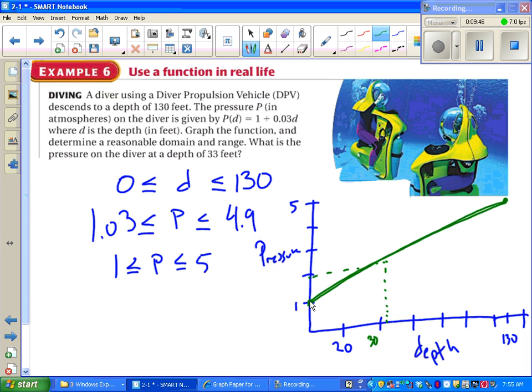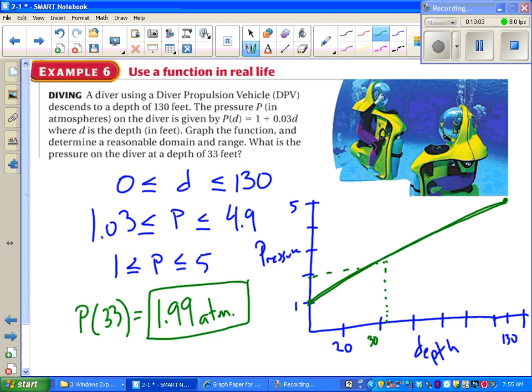In order to figure out exactly where it's at, we can just figure out what P of 33 is. Put that into a calculator and we'll see that we get 1.99 atmospheres to use the correct unit. And that's it for this lesson.